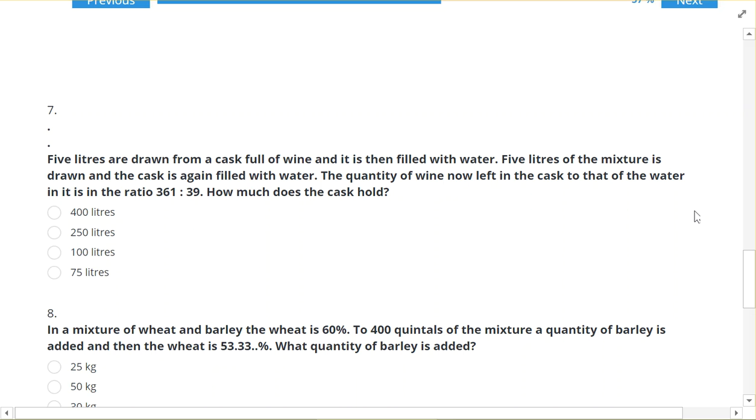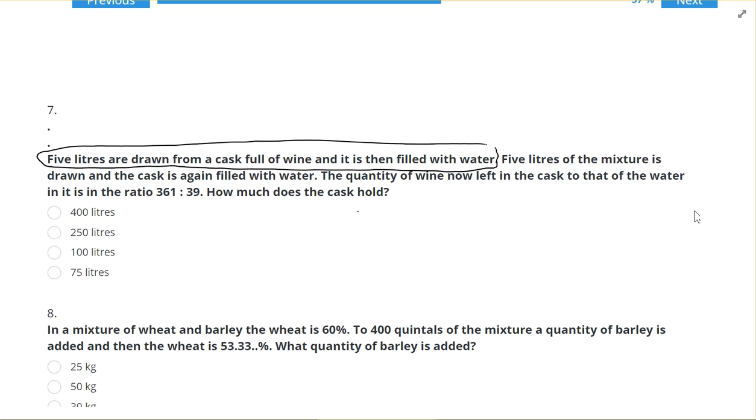5 liters are drawn from a cask full of wine and it is then filled with water. 5 liters of the mixture is drawn and the cask is again filled with water. The quantity of wine now left in the cask to that of the water in it is in the ratio 361 upon 39. So the operation is performed twice. Read it carefully. 5 liters are drawn from a cask full of wine and it is then filled with water. This is the first operation. Now it becomes a mixture. So 5 liters of the mixture is again drawn and the cask is again filled with water. So the operation is done twice.